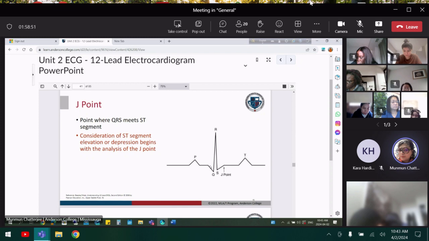Okay, so consideration of the ST segment. This is called the ST segment, right? This is the ending of the S and this is the beginning of the T, so it's called the ST segment. Consideration of ST segment elevation or depression begins with the analysis of the J point. So this area is very crucial. J point is where the QRS meets the ST segment.